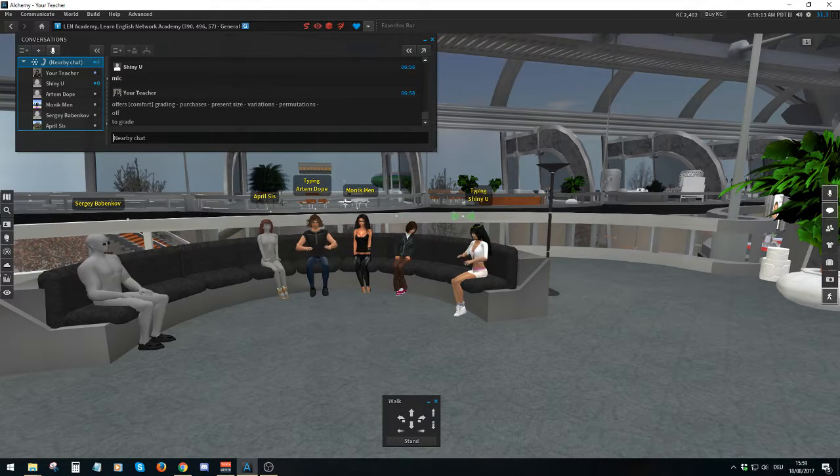Then the next one, purchases, not purchasers, purchases. And then it's not present size, it's present size. The size of people at the present, at the moment. Then variations.